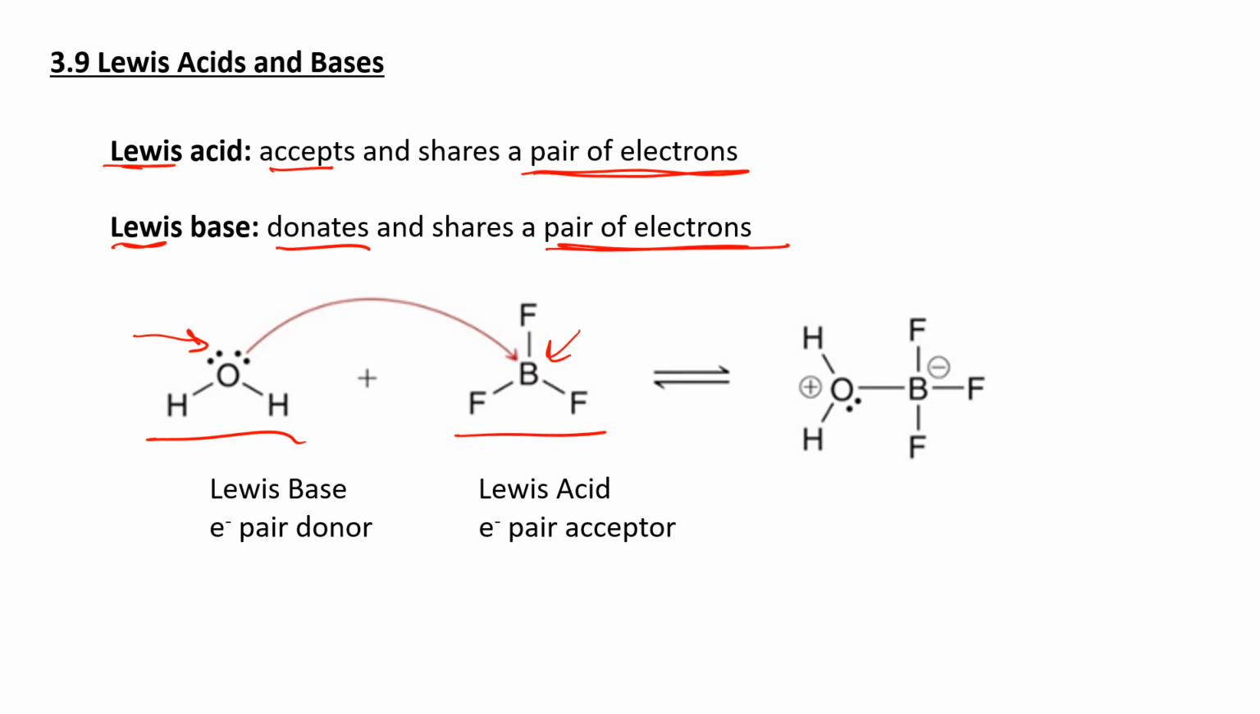So another example would be something like NH3. Nitrogen-containing compounds are very often Lewis bases as well. And this would be the complex that's formed between water and BF3. So, if you see this on a test, a quick and easy way to remember what the Lewis acids and bases are, just look for the boron-containing compound. If you see boron, it's always a Lewis acid. If you see nitrogen or oxygen, it's always the Lewis base.